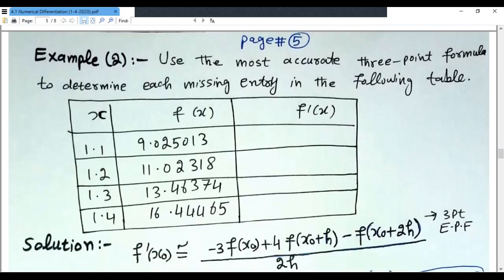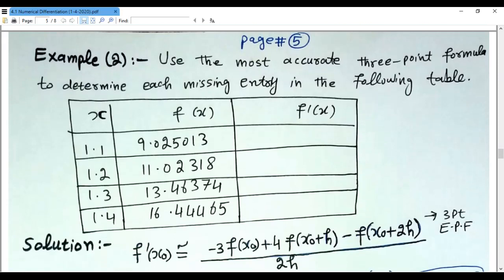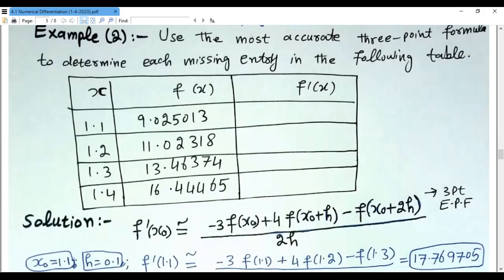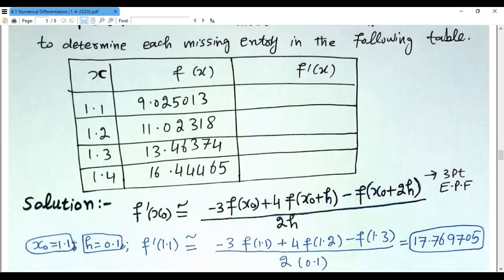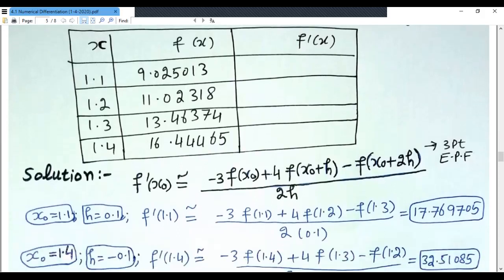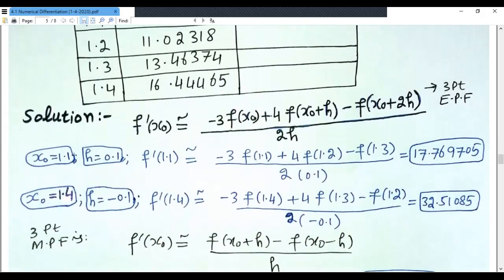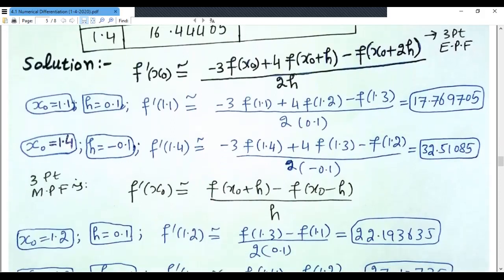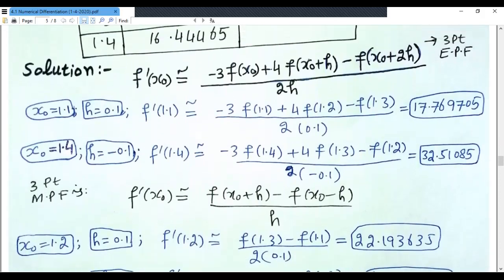Example number 2. Use the most accurate 3-point formula to determine each missing entry in the following table. And of course, the missing entries are f dash of 1.1, f dash of 1.2, f dash of 1.3, and f dash of 1.4. So we have two formulas. One is the 3-point endpoint formula, the other is the 3-point midpoint formula.